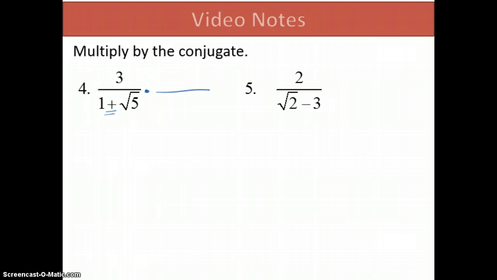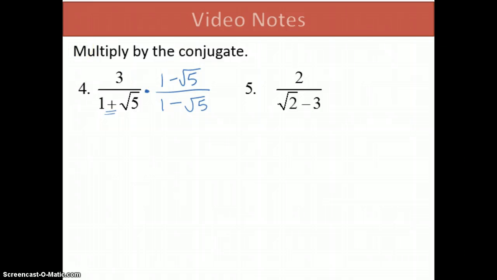This is 1 plus root 5. I'm going to multiply it by 1 minus root 5. Over here, this is 2 minus root 3, and so we're going to multiply by 2 plus root 3, but we'll come back to that when it's time. Again, we want to multiply by 1 so that we're changing the look of our expression and not the value.